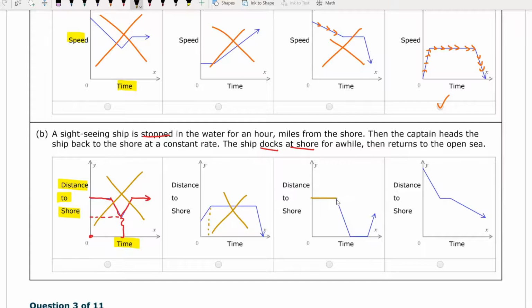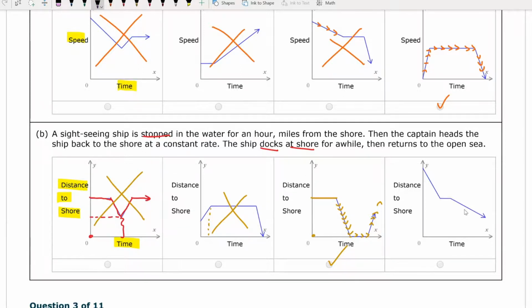Yes, because the boat is resting miles away from the shore, and then the captain heads the ship back to the shore. So as you see, since the captain headed the ship to the shore, the distance is decreasing until it hits 0 distance from the shore, and then it rests there for a couple hours. So as time goes by, the distance is still 0, and then they go back out to the ocean. So the correct answer is graph number 3.